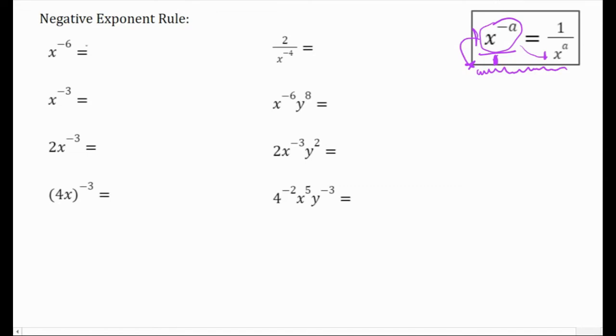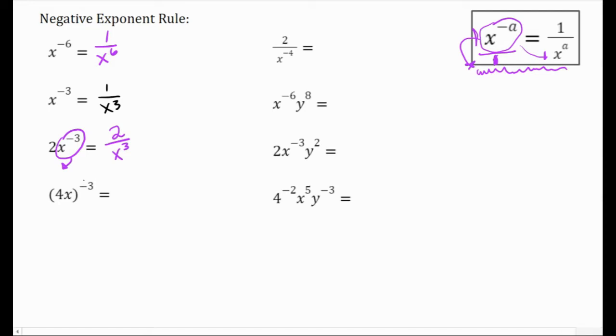a. So for this first one, x to the power of negative 6, I'm taking that because it is attached to a negative exponent, making a positive exponent, and flipping it to the denominator. Same idea here. x to the power of negative 3 is 1 over x to the power of 3. In this case here, 2x to the power of negative 3, only the x is attached to a negative exponent. So that is what goes in the denominator. The 2 stays in the numerator here. So this becomes x to the power of 3.